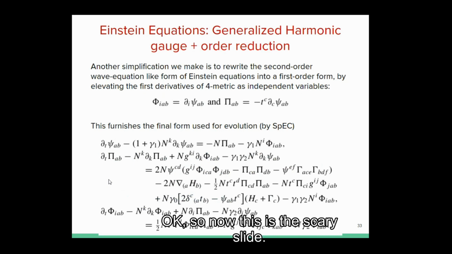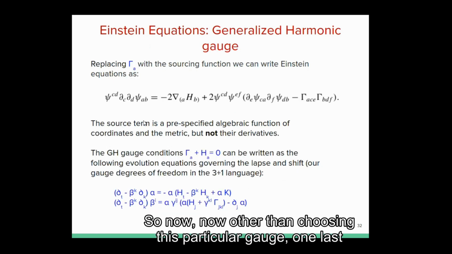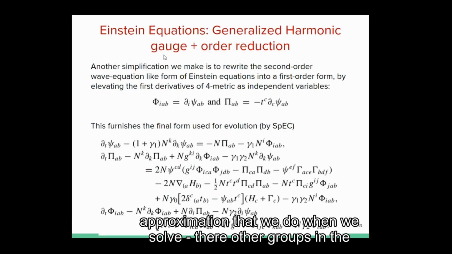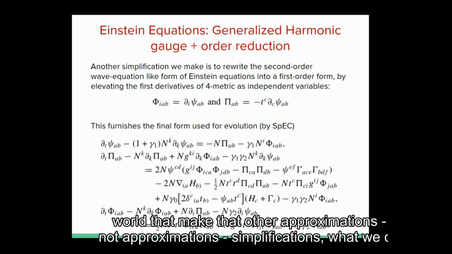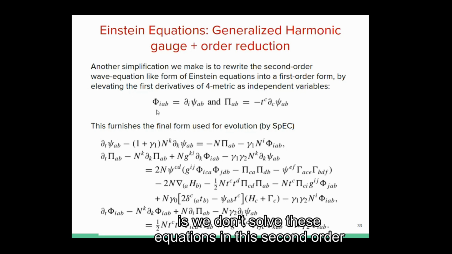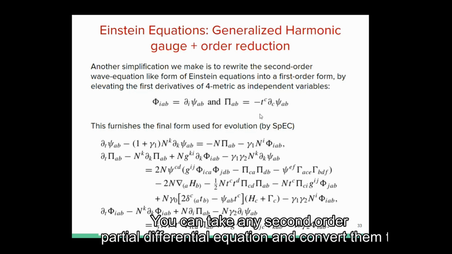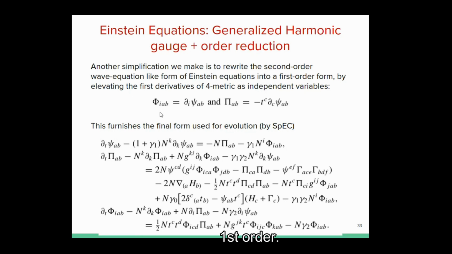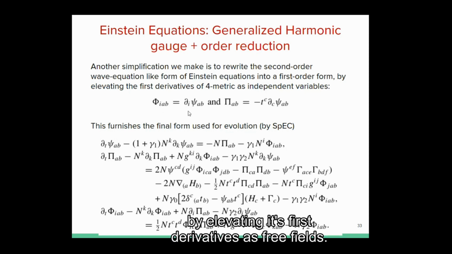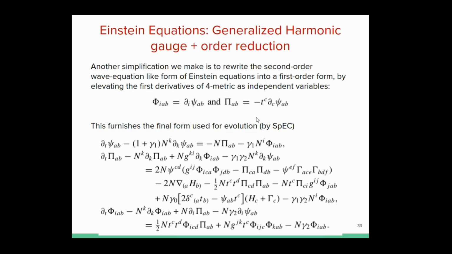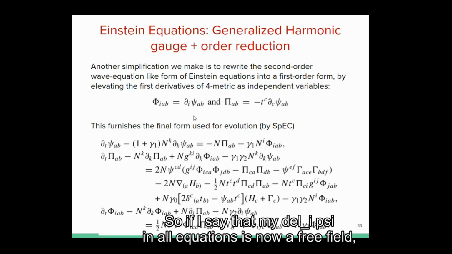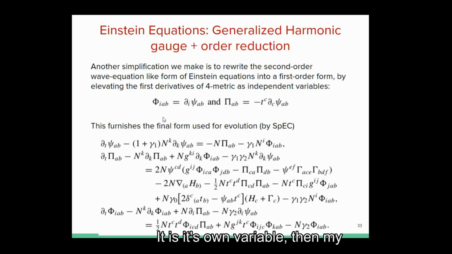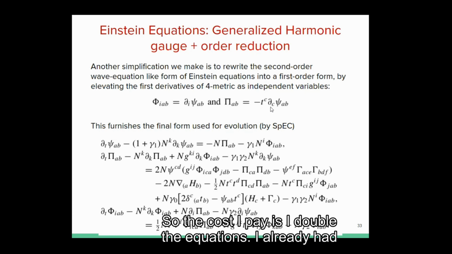Okay. So now this is the scary slide. Other than choosing this particular gauge, one last approximation that we do when we solve, there are other groups in the world that make other approximations. What we do is we don't solve these equations in their second order form. You can take any second order partial differential equation, convert it to a first order by elevating its first derivatives as free fields. So if I say that my del i psi in all equations is now a free variable, its own variable, then my second order derivative of something will just become first derivative. So the cost I pay is I double the equations.